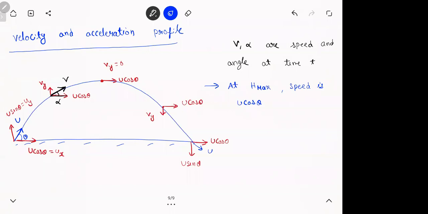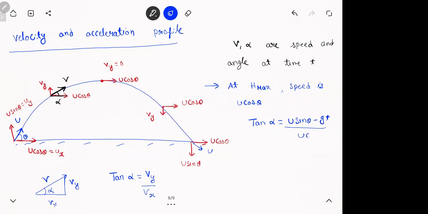Got it? And here, if you look at this velocity, this is vy, this is vx, this is alpha. So we have tan alpha is opposite side by adjacent side. So we get tan alpha is vy, which is u sin theta minus g t, by u cos theta.